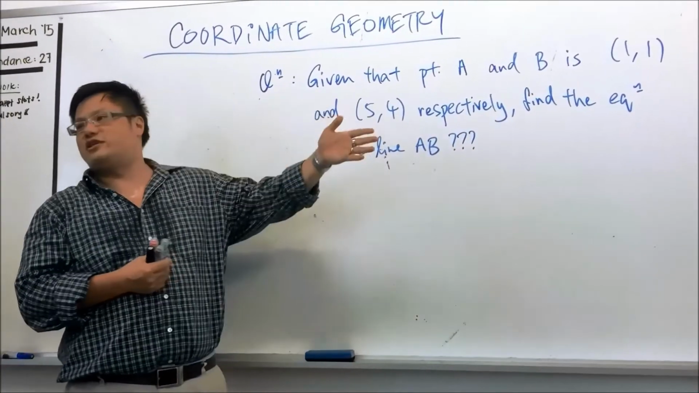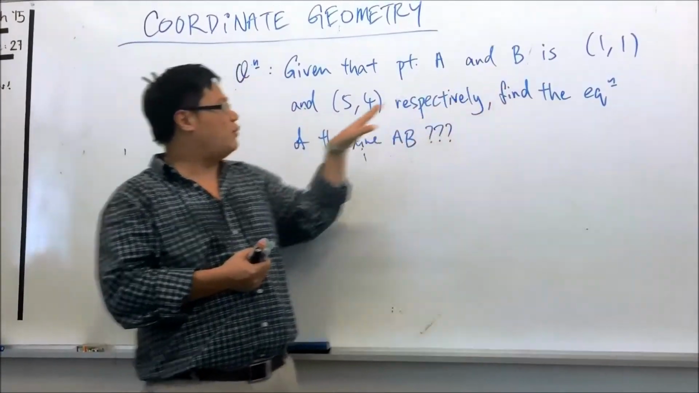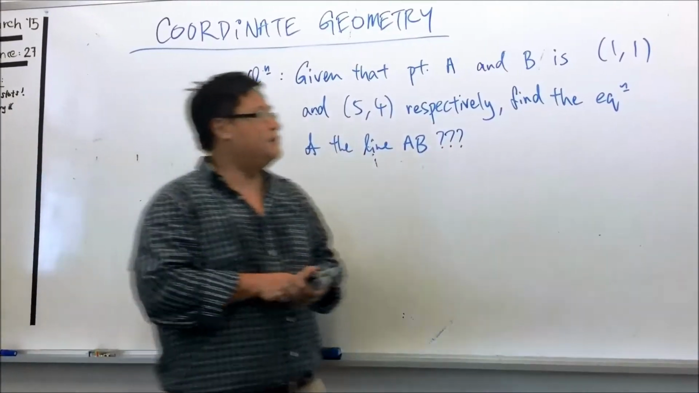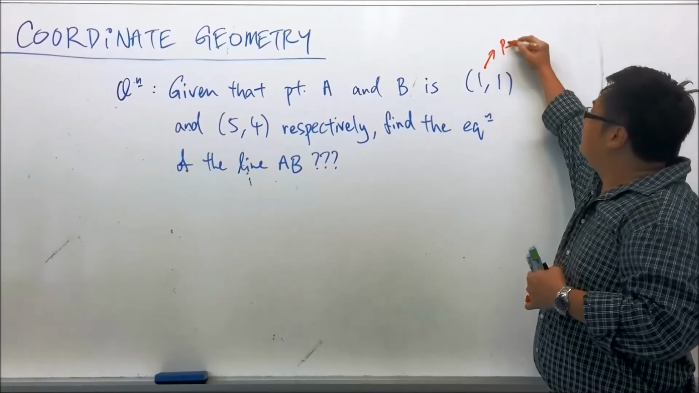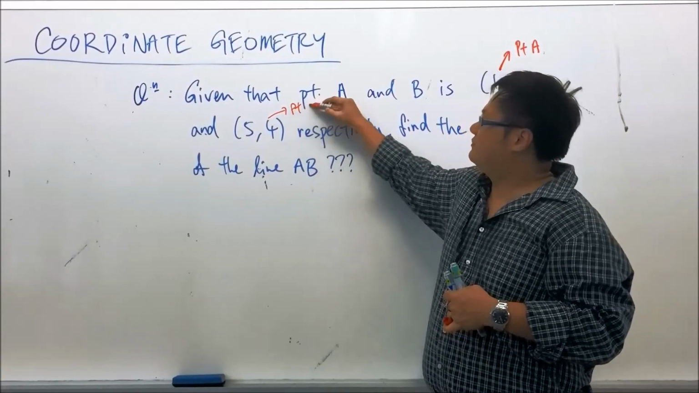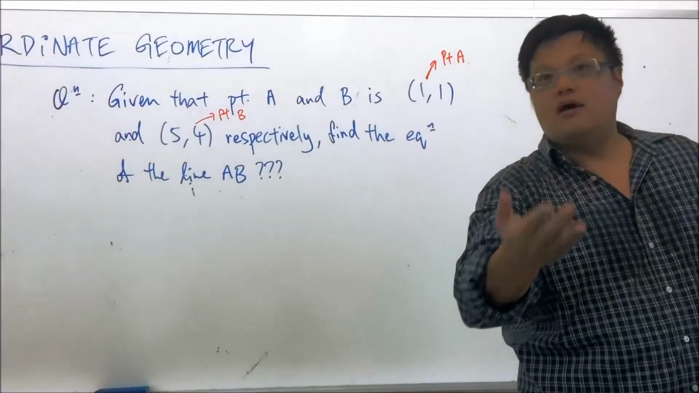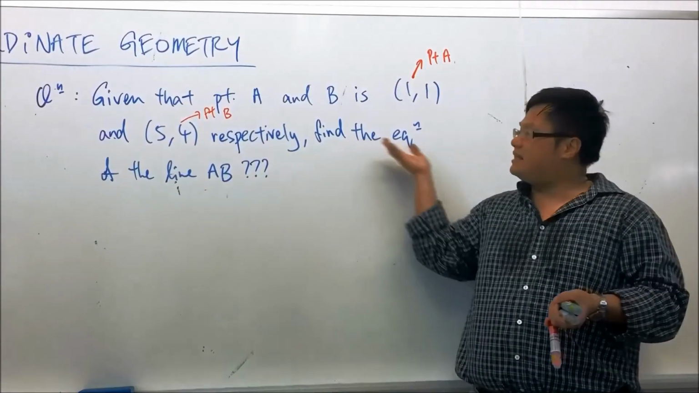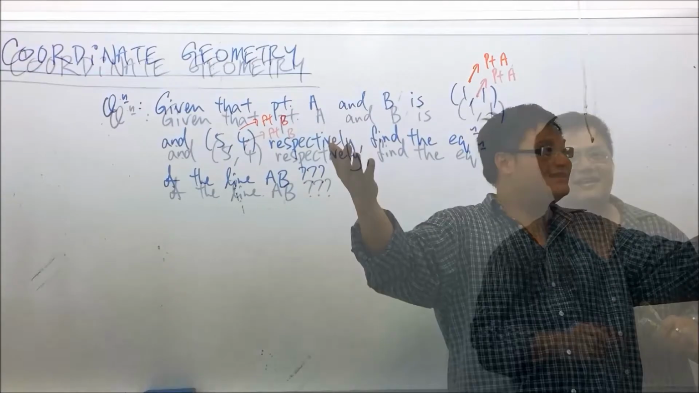So let's take a look at this question. If you are given that point A is (1, 1) and point B is (5, 4) respectively, it means this is point A, this is point B. So I'll give you 1 minute now to try to find what is the equation of the line AB. 1 minute, please begin.